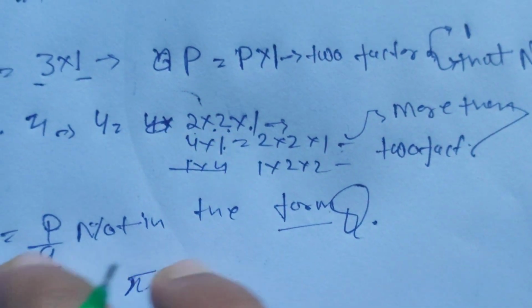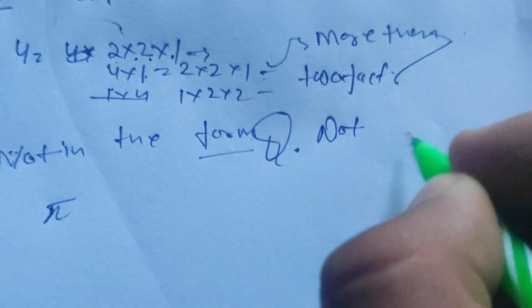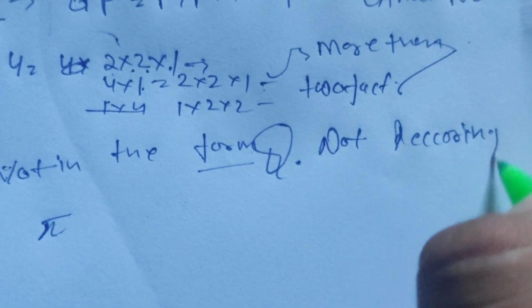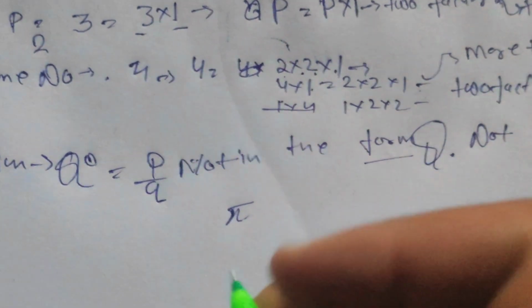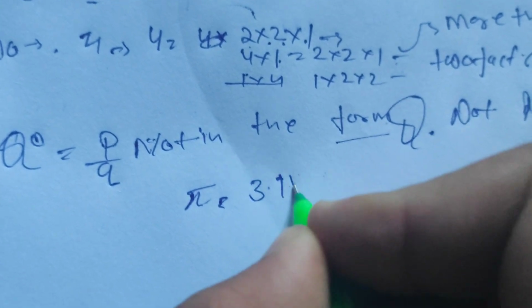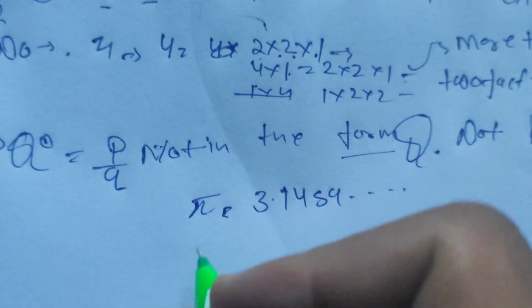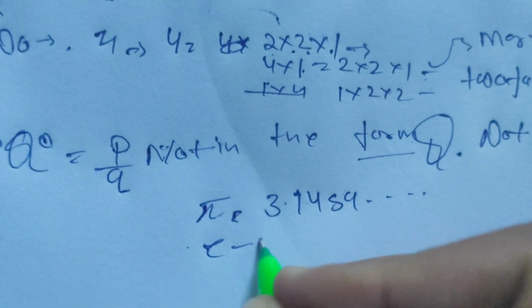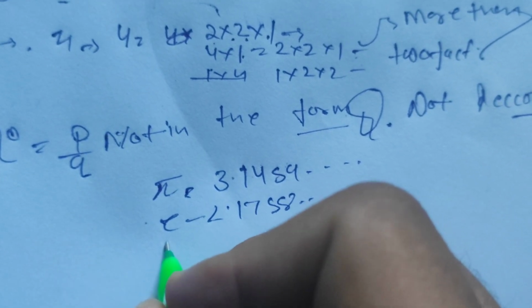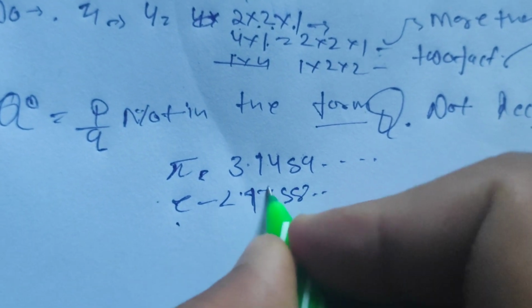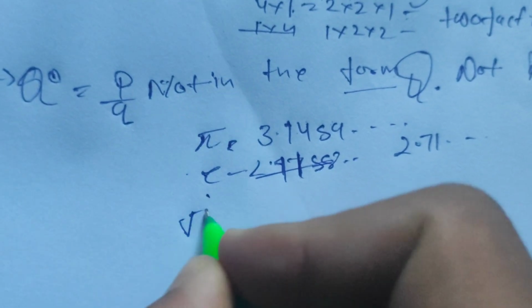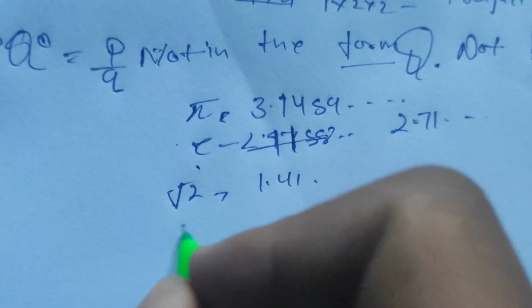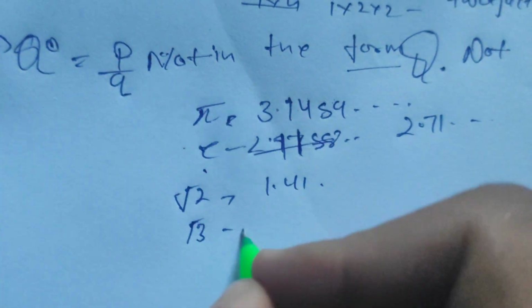These are not in the form of p by q, and they are not recurring. So they are called irrational numbers, like pi, whose value is 3.1459 and so on, up to infinity. Like e, which is 2.71, sorry, my mistake, e is 2.71, and root 2, which is 1.41, and root 3 and so on.